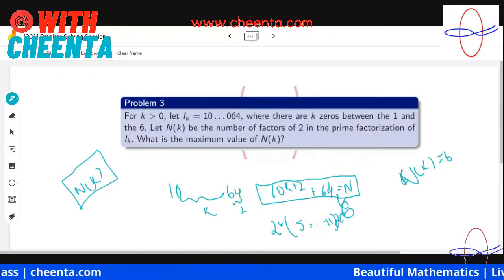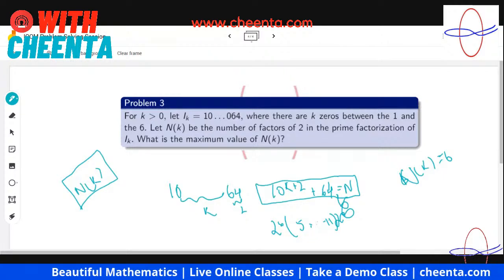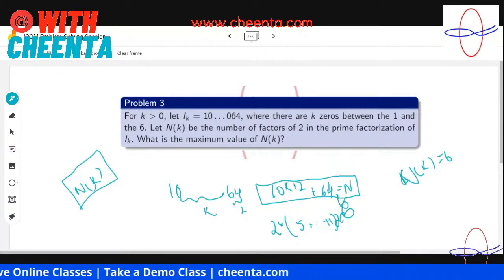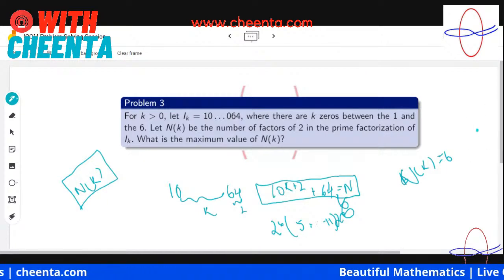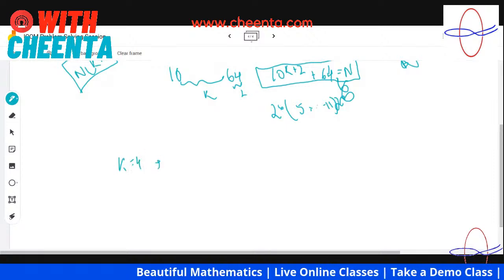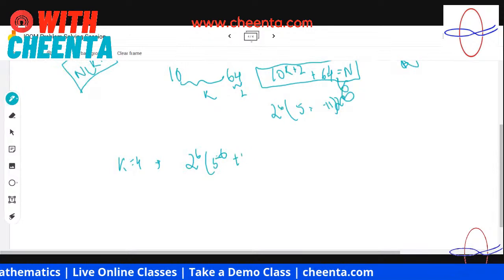But see, for k equal to 4, we have got 2 to the power 6 into 5 to the power 6 plus 1. So it's not over yet. Don't think it's over. I didn't say it's over. The idea is that for k equal to 4, you get 2 to the power 6 times 5 to the power 6 plus 1, right?